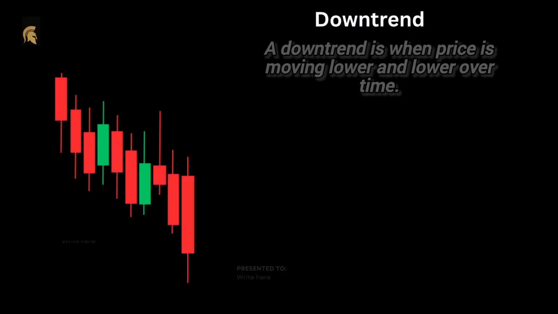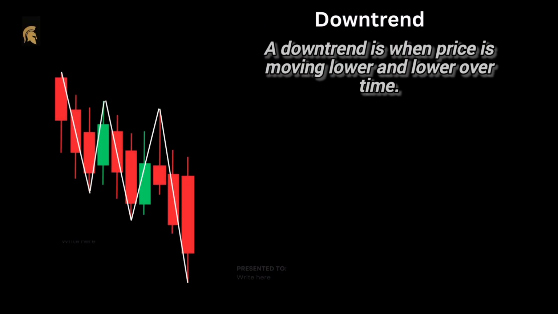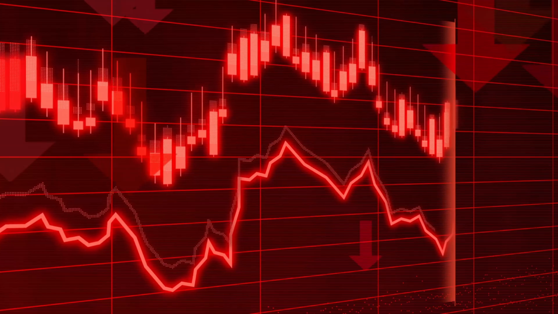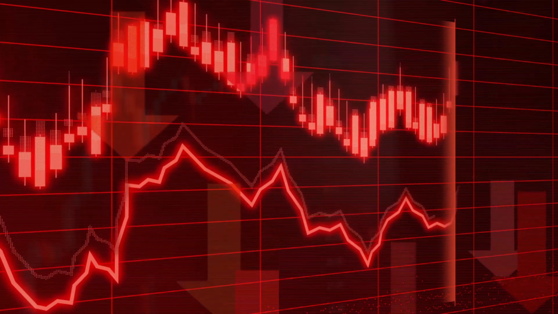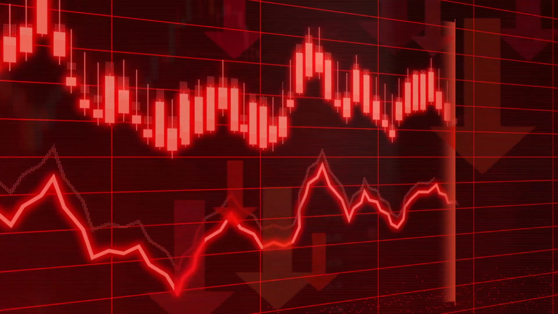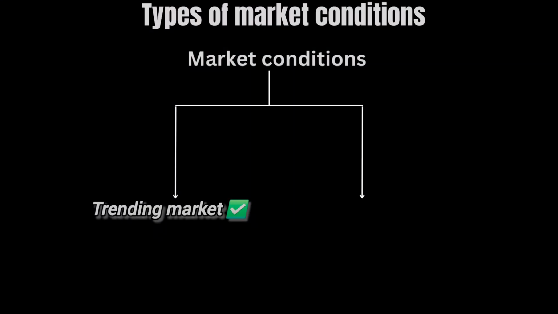A downtrend is when price is moving lower and lower over time. And just like the uptrend, we can recognize it with a very simple formula. The market forms lower lows. Each new bottom is lower than the one before. The market forms lower highs. Each rally upward fails below the previous one. Think of it like walking down a staircase. Every step takes you lower, and even if you climb up a little, you're still standing below where you were before. This shows that sellers are in control. Every time buyers try to push price up, they run out of strength faster, and sellers take over again, driving the market down.